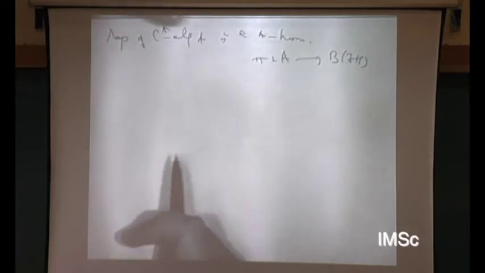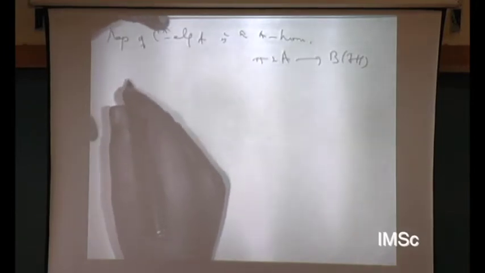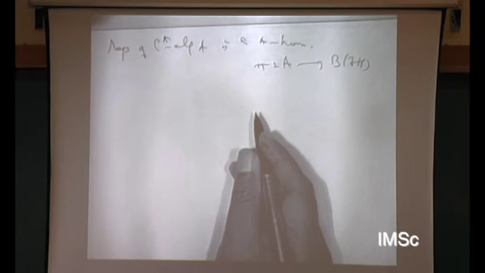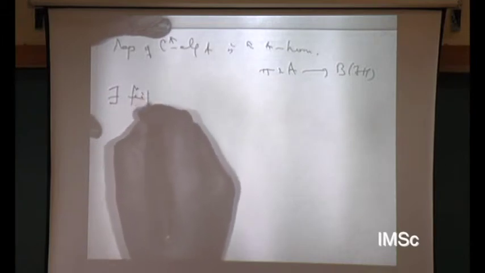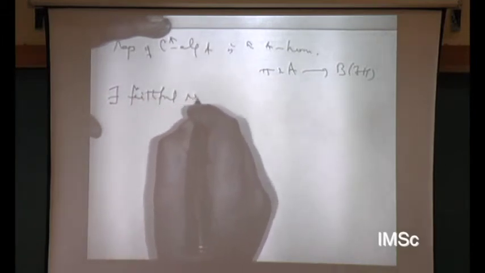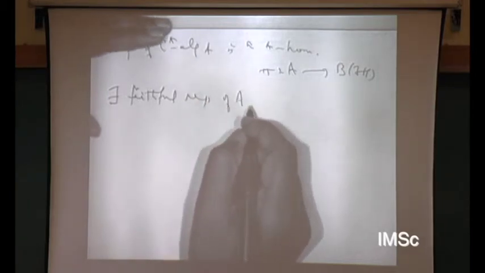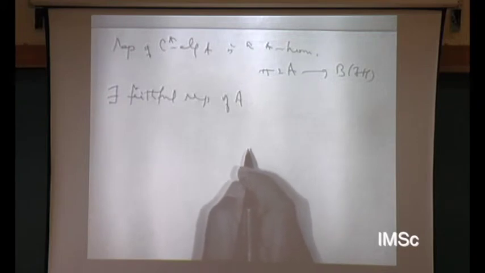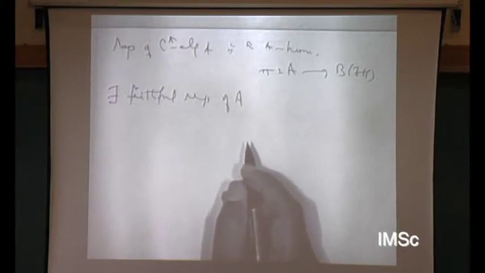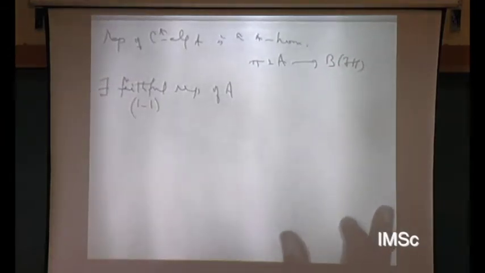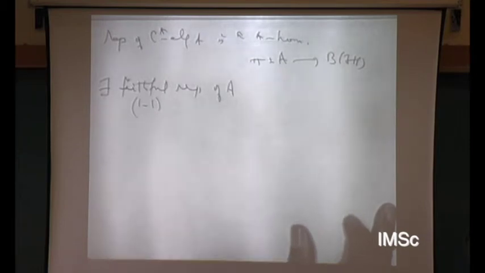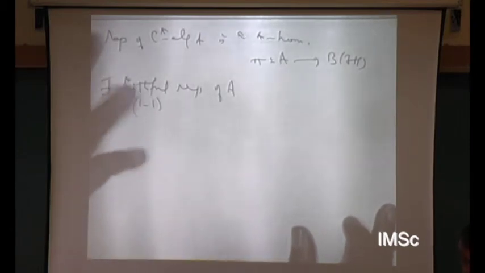Okay, so how does one do this? So we want to first say that there exists a representation, and so we want to say there exists a faithful representation. One-to-one. Faithful means one-to-one. Yeah, kernel is trivial.